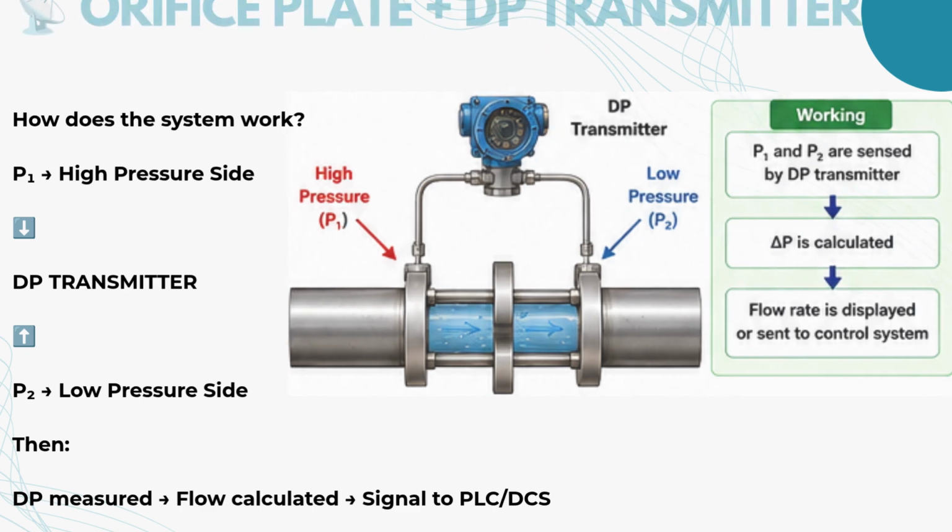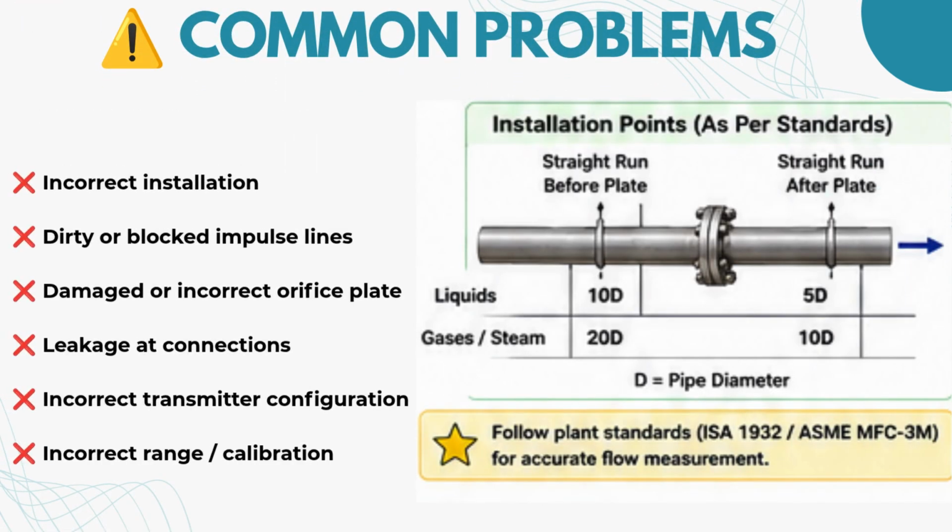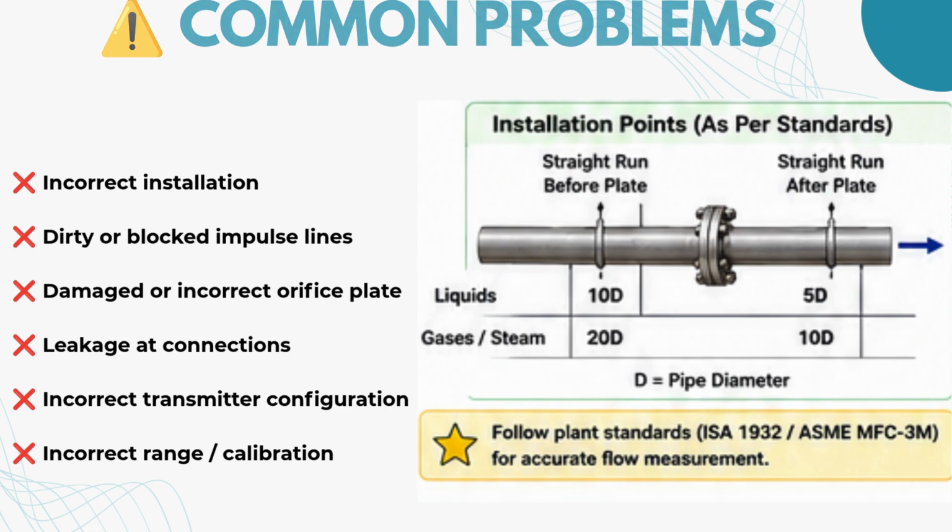Orifice flow measurement can be affected by installation and instrumentation problems. Examples include incorrect installation, blocked impulse lines, leakage, damaged or incorrect plates, and incorrect transmitter configuration or calibration. Regular inspection and following approved engineering standards and plant procedures are important for reliable measurement.